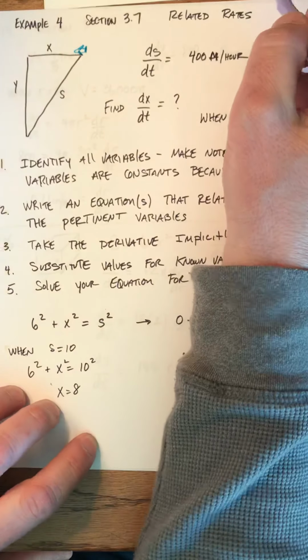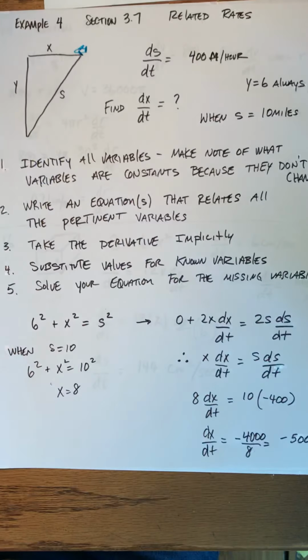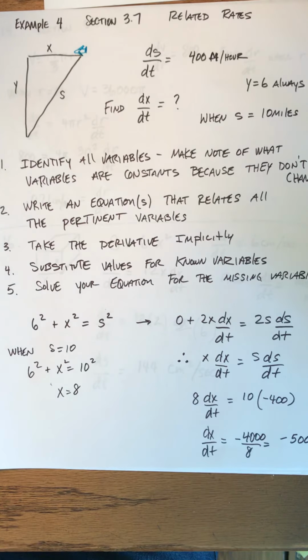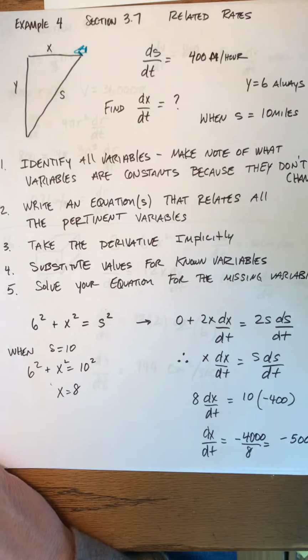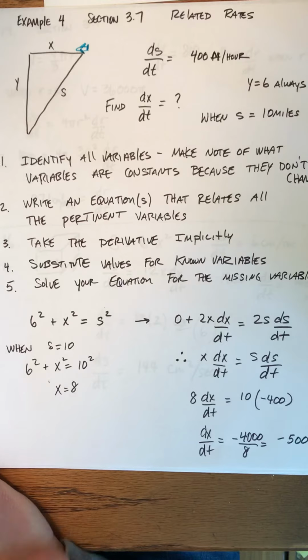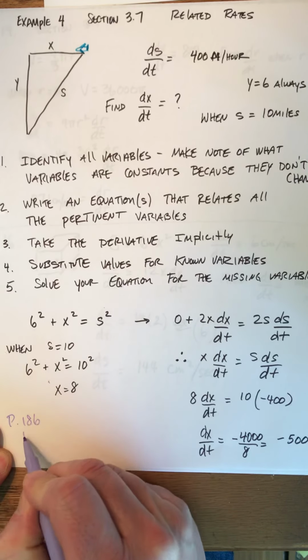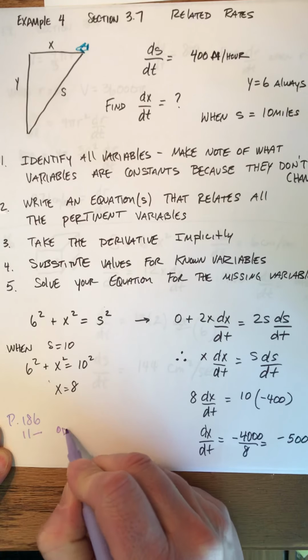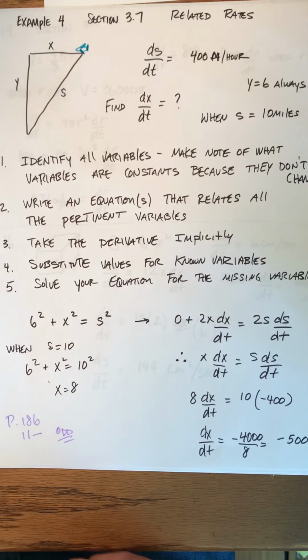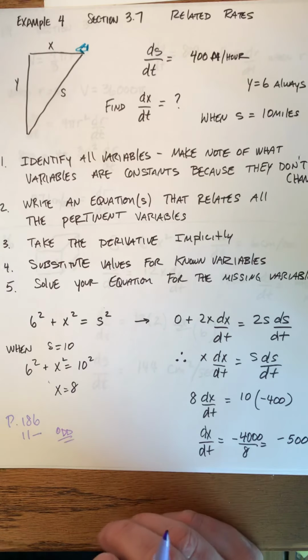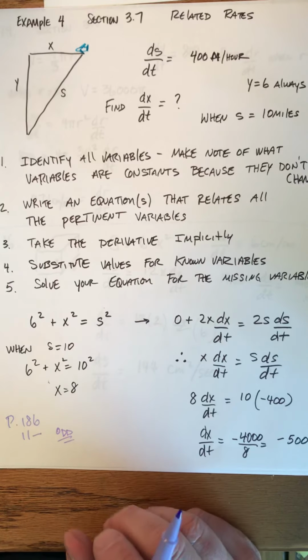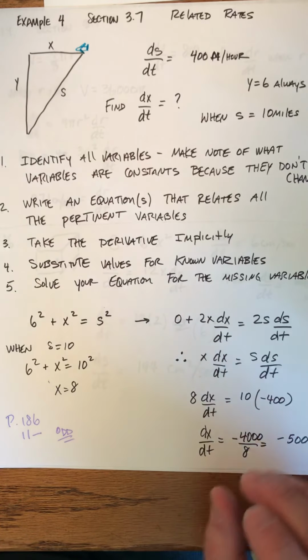And for Caleb, the homework is going to be on page 186, anything from number 11 on. So I'll put it down here in the corner, page 186, 11 on the odd ones. You can do as many as you like. And if you get stuck, just send me an email or maybe we'll chat on Canvas.